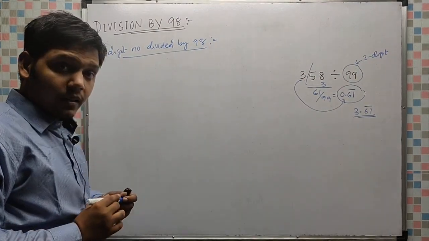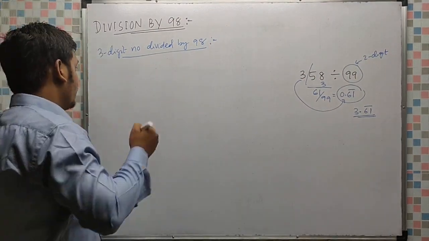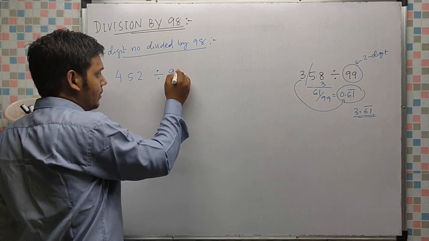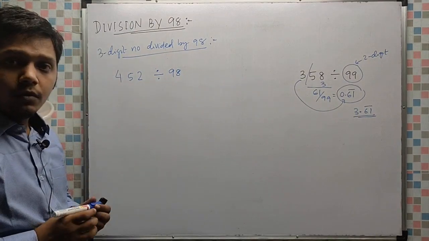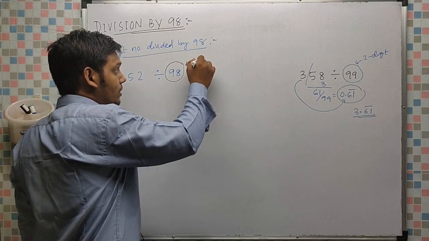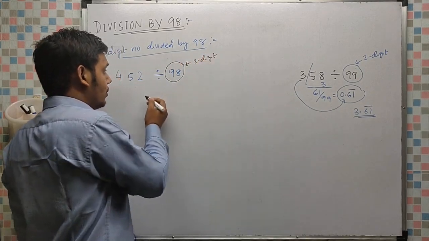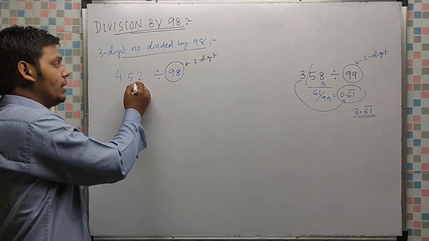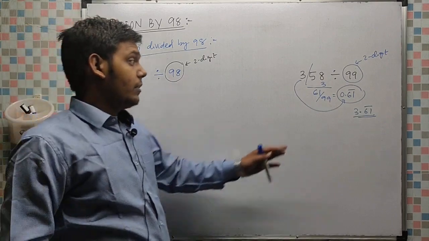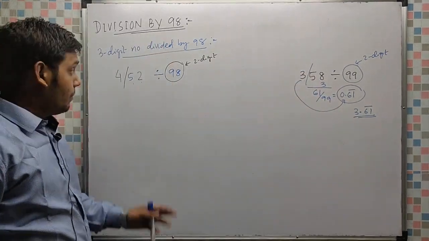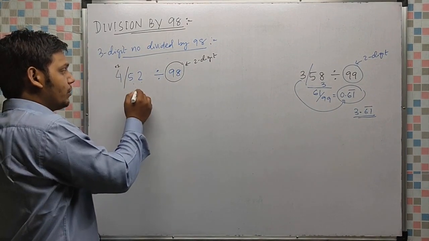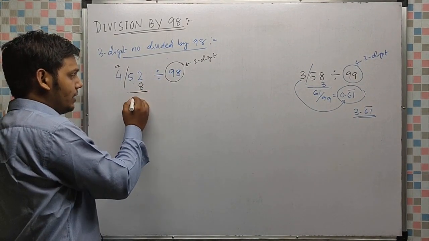So see, if 452 is divided by 98, what do we have to check? Here our divisor is a two-digit number. So what do we have to do? We have to count two digits, 1 and 2. Thereafter we have to separate the digit. In case of 99, directly we are adding 3. But here what you have to do? You have to multiply by 2. 4 into 2, that is how much? 8.